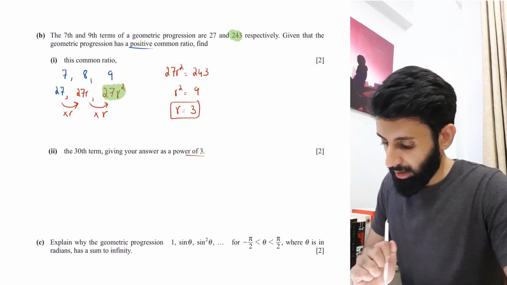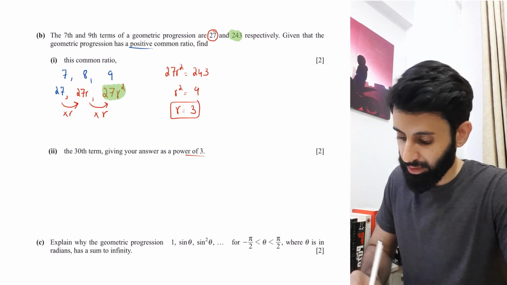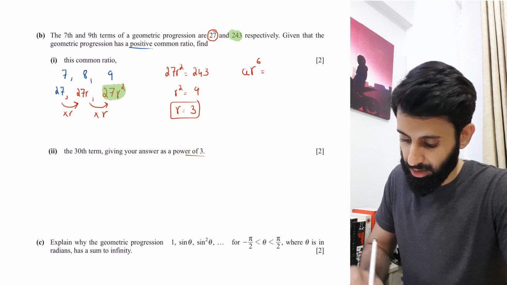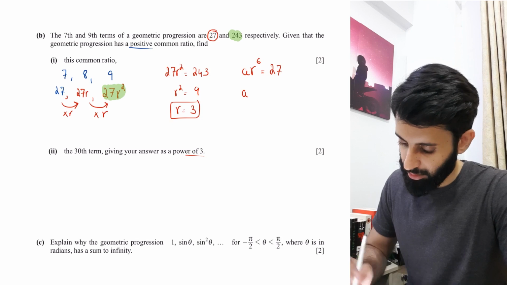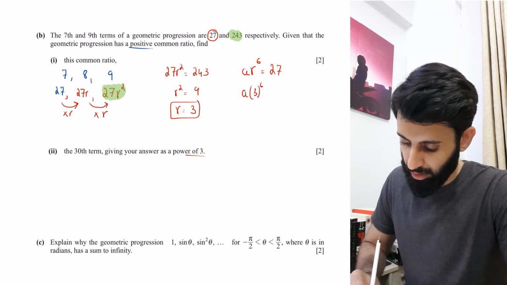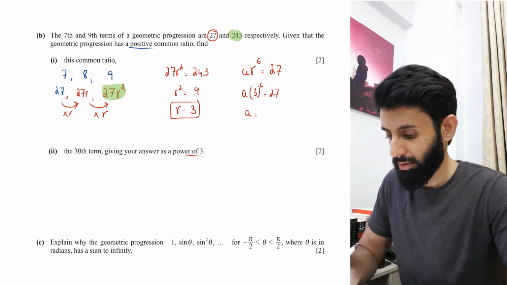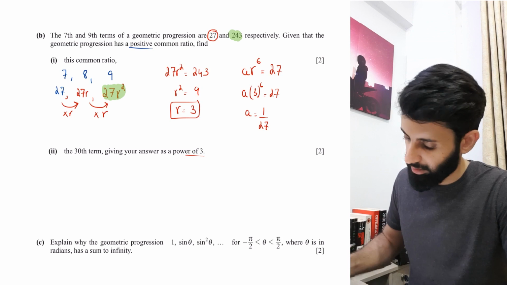Okay, so let's find out the first term. Let's make use of the 7th term. So a r raised to the power 7 minus 1, so that's 6, is equal to 27. We know the common ratio, that means a times 3 raised to the power 6 is equal to 27. So a is equal to 27 divided by 3 raised to the power 6. So we're looking at 1 upon 27.